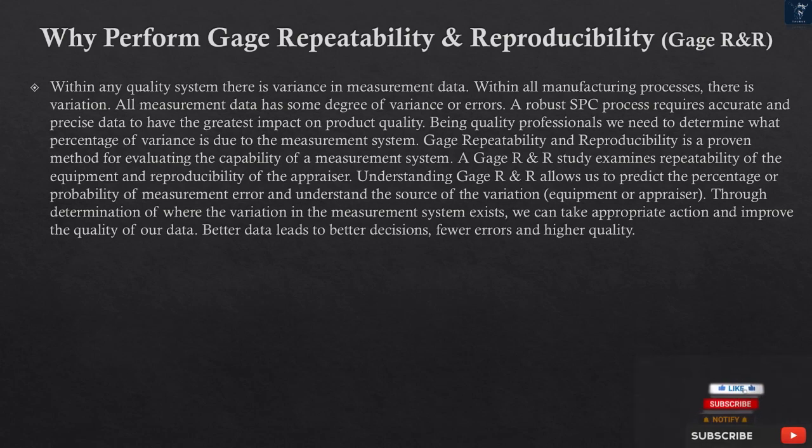Gage Repeatability and Reproducibility is a proven method for evaluating the capability of a measurement system. A GR&R study examines repeatability of the equipment and reproducibility of the appraiser. Understanding GR&R allows us to predict the percentage or probability of measurement error and understand the source of the variation, equipment or appraiser. Through determination of where the variation in the measurement system exists, we can take appropriate action and improve the quality of our data. Better data leads to better decisions, fewer errors and higher quality.